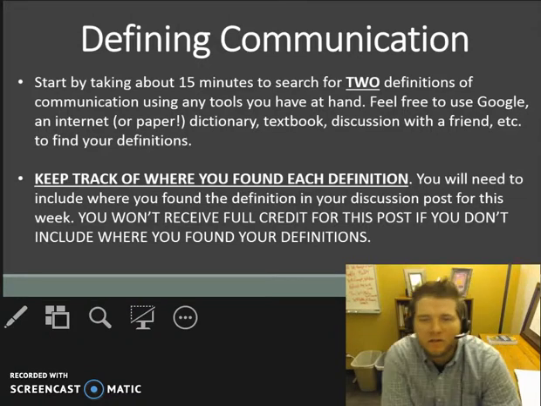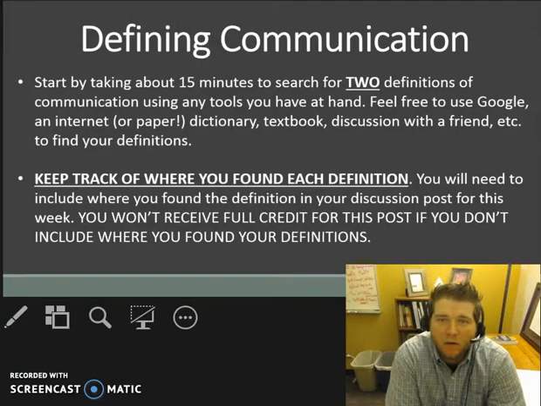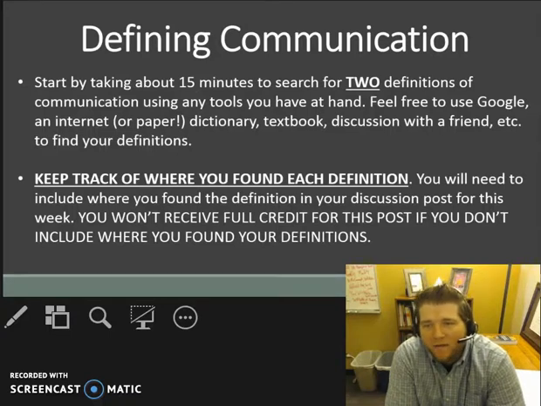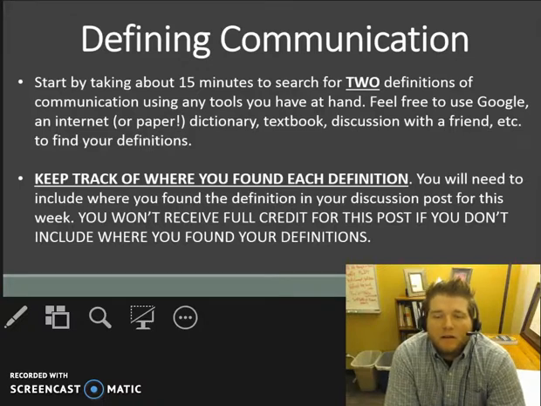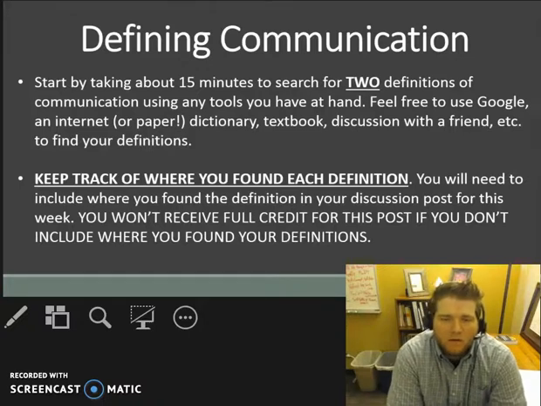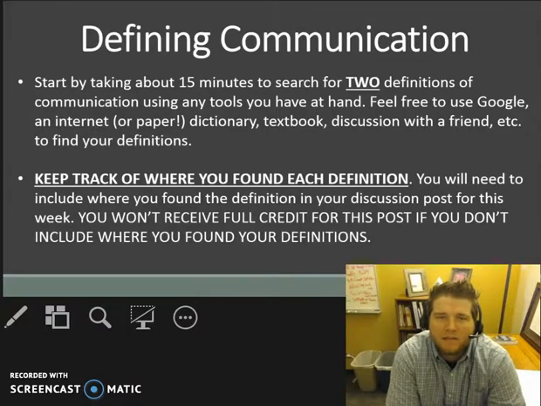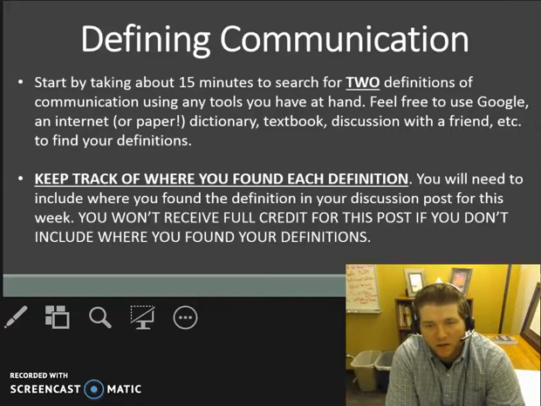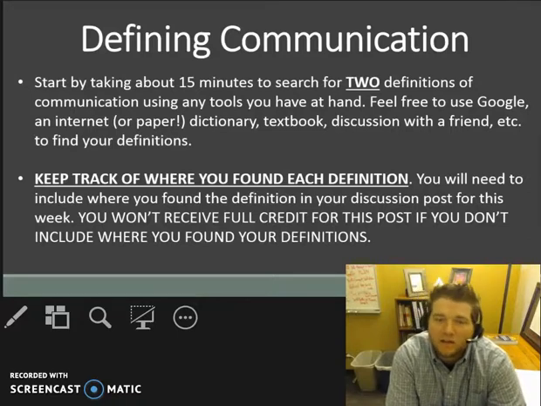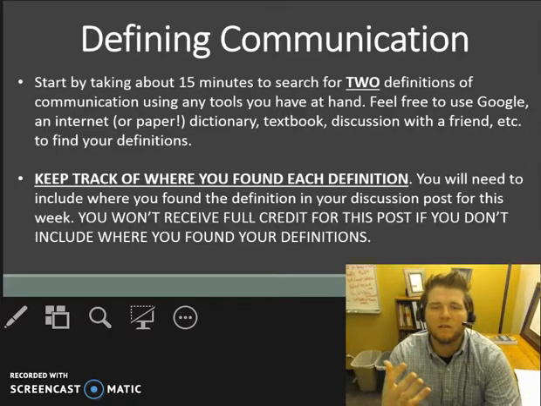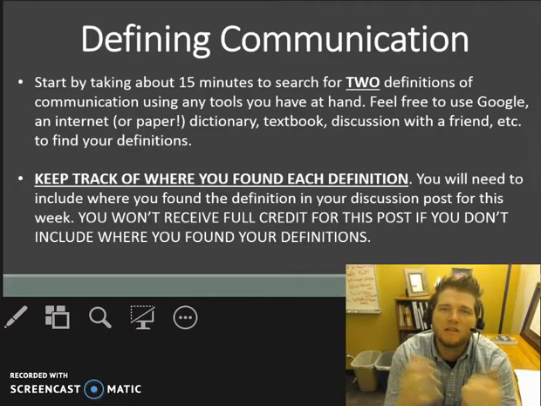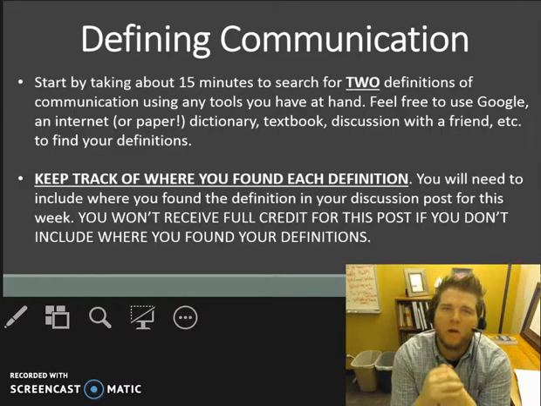And one question that's going to come up, and I want to address it now, is this: is it okay for me to have the same definition as someone else? Don't worry about that right now. What I want you to do is find two definitions you like. I don't want you to take the easiest or most convenient necessarily. Yes, there's the Wikipedia definition. Yes, there's the dictionary.com definition, and I'm sure one or two people will use those. But what I want you to do is to look for definitions that you like, definitions that are out there that you think capture what communication is.